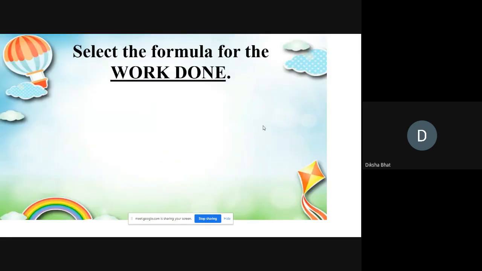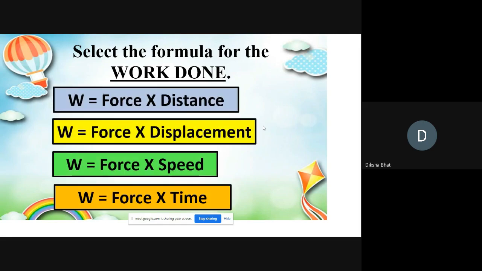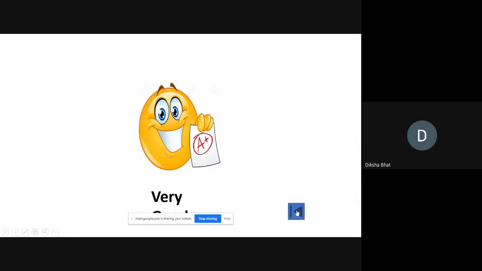Select the formula for the work done. Work done is equal to force multiplied by distance. Work done is equal to force multiplied by displacement. Work done is equal to force multiplied by speed. And work done is equal to force multiplied by time. Option second. Work done is equal to force multiplied by displacement. Let's check. Yes, correct.